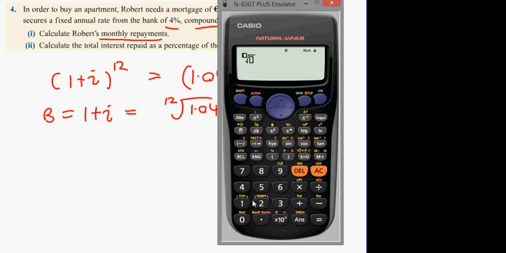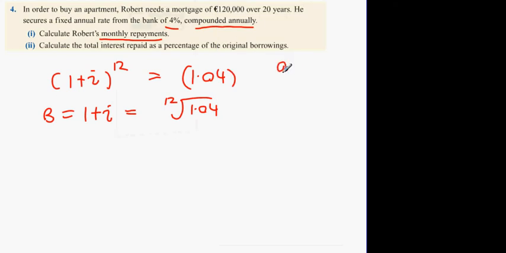12th root of 1.04. That's our number there. Okay, we're going to save it. So basically 0.327% is the same thing per month. It's the same thing as 4% a year.